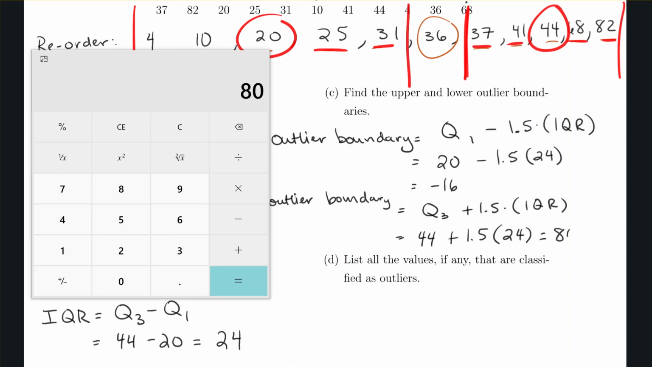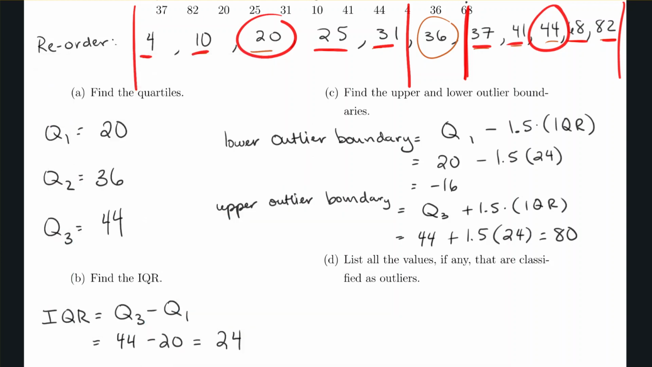And that is an upper outlier boundary of 80. So what that means in this context is for this data set, any value less than negative 16 is considered an outlier in the lower end. Any value greater than 80 is an outlier in the upper end.